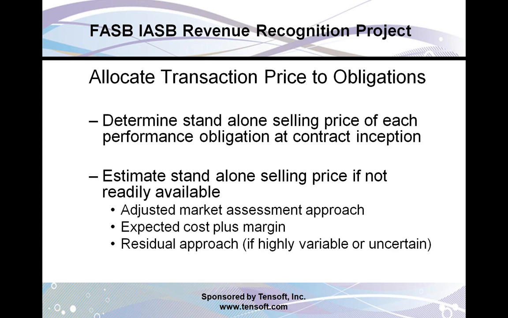Our fourth step in the five-step process is to allocate the transaction price to the obligations. So typically we're going to determine the standalone value of each element in the arrangement, or each obligation in the new vocabulary, and then we're going to allocate the revenue to them based on the relative value of each item. So this is very similar to the process that we do under ASC 605 using the relative selling price method.